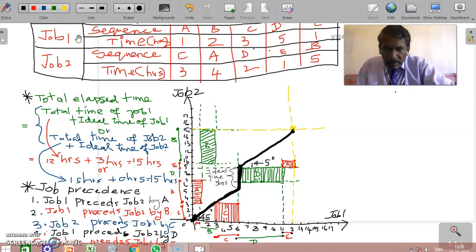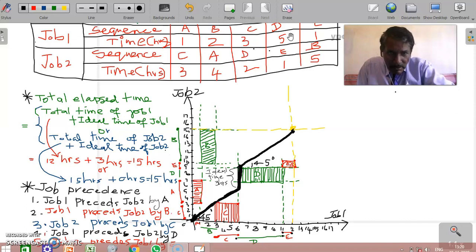Now look at the question given to us. On the job 1 line, you take the sequence A, B, C, D, E. A takes 1 hour, so for A we take 1 hour, and then B takes 2 hours, so 2 hours I am taking there. Then C takes 3 hours. That means 3 plus 3, 6 hours. So 6 hours for C.